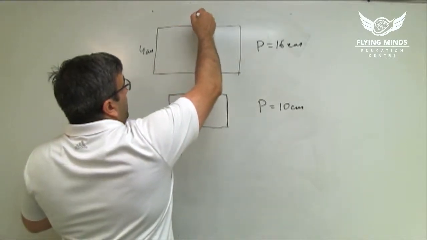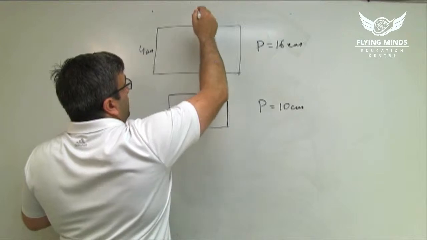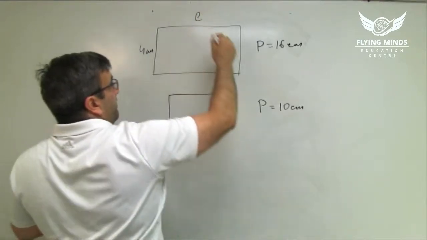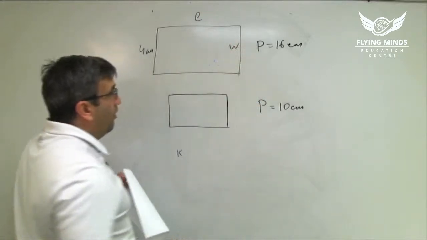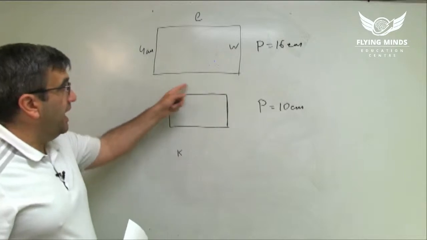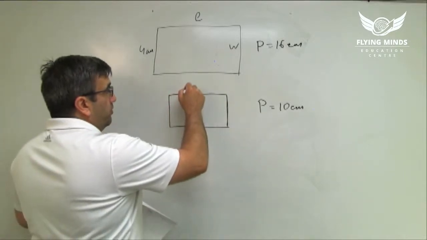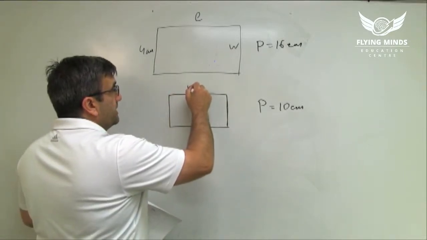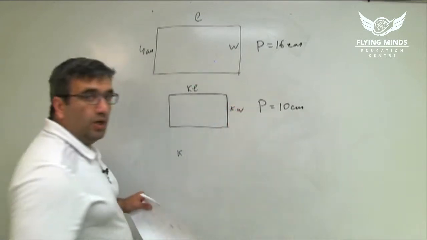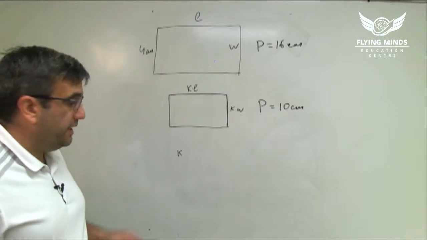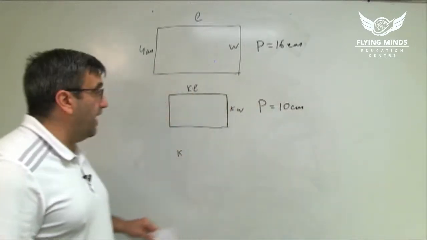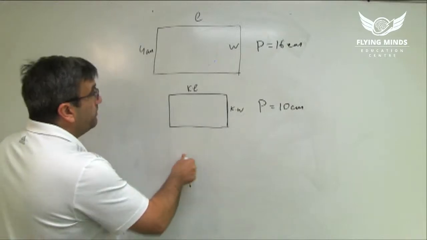So if, let's say this will be length, this would be width of the big polygon, then length and width of the small polygon will be k times L and k times width, right? So what we're trying to figure out is this scale factor.